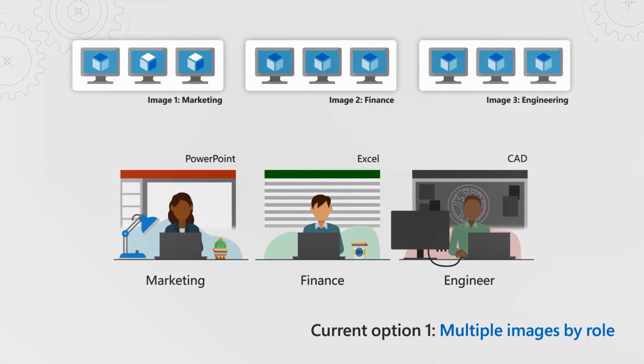And there are three approaches that organizations use to solve this problem in a virtualized environment, but each has a set of drawbacks that we're looking to solve. One approach is to actually create separate VM images for each role. So you'll have an image for your marketing department, an image for finance, and another image for engineering. And this does a good job of separating the apps out, but it creates a large number of images that an organization then has to manage, patch, and maintain. That can get expensive.